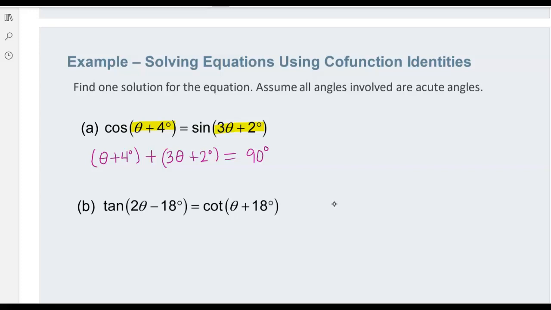Combining like terms, I get 4 theta plus 6 degrees equals 90 degrees. I'll subtract 6 degrees from both sides. 4 times theta is going to be 84 degrees. And then I'll divide both sides by 4. And I get that theta is equal to 21 degrees.